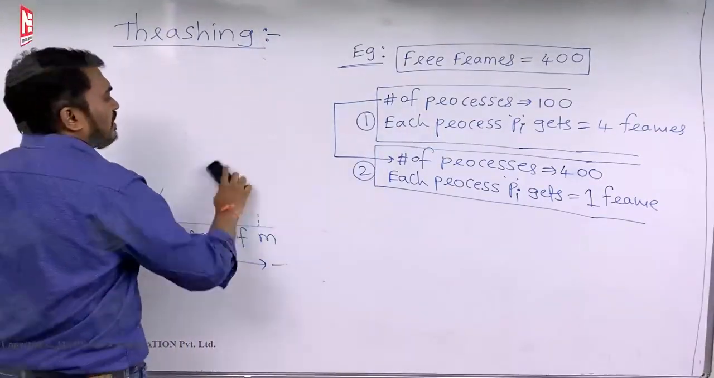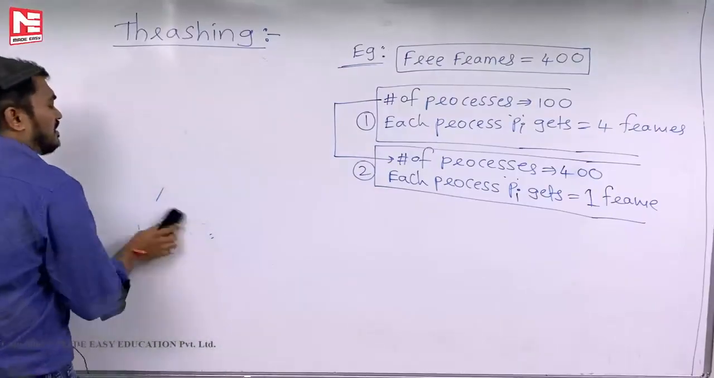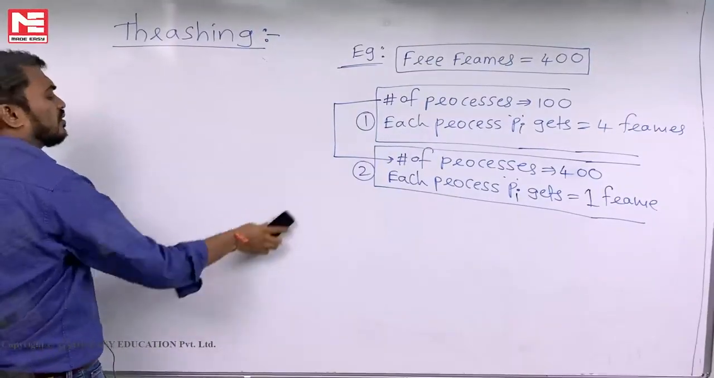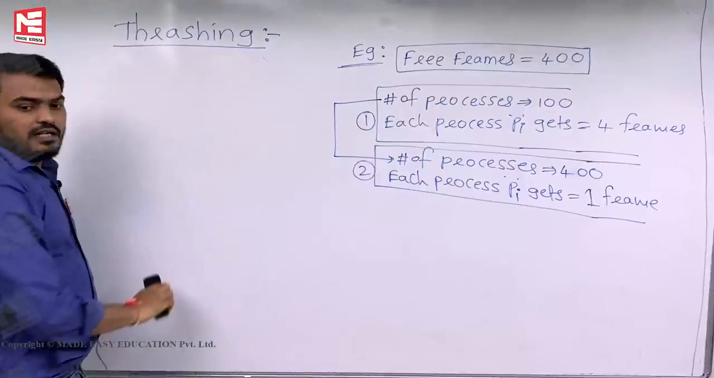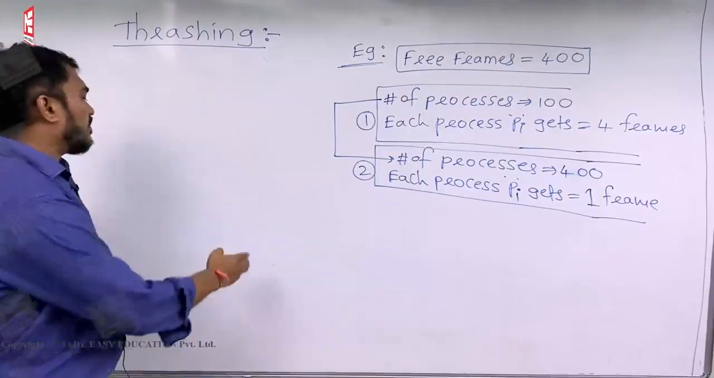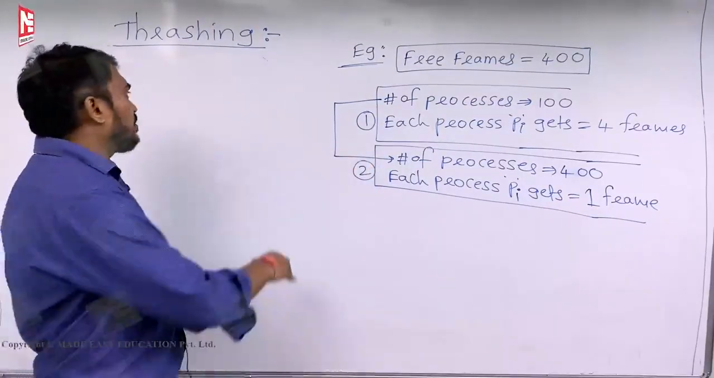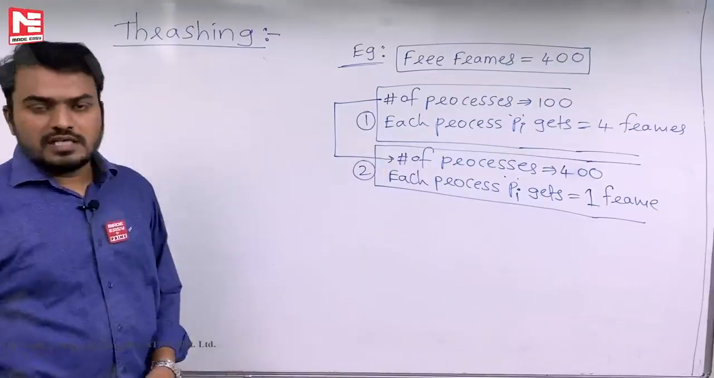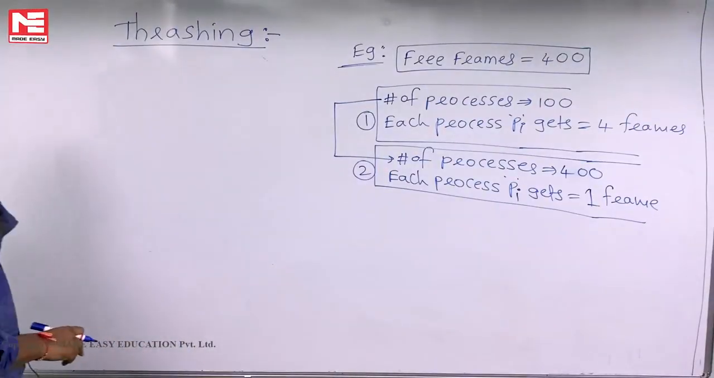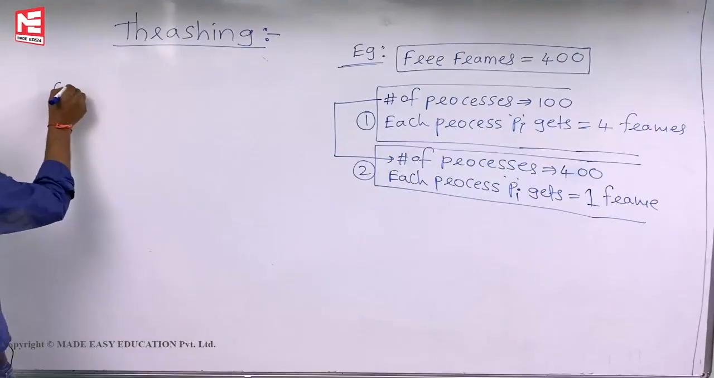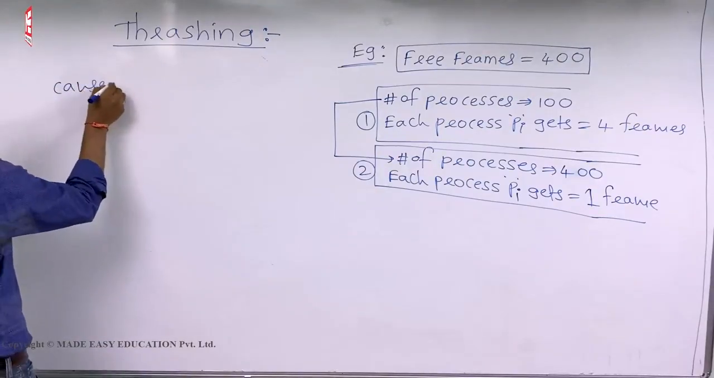So in thrashing, what is the important point? In the initial degree of multiprogramming, no problem, the throughput is very high. But remember, if I further increase the degree of multiprogramming, then obviously the throughput of the system will drastically fall down. Is that clear? That you should remember. And next, now tell me, what are the causes of thrashing?